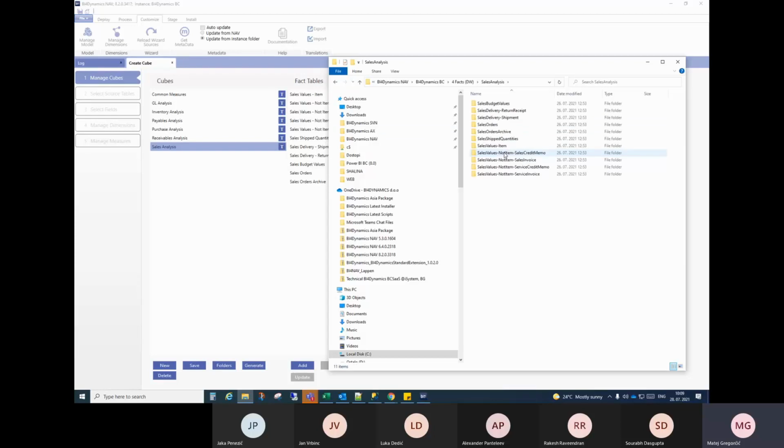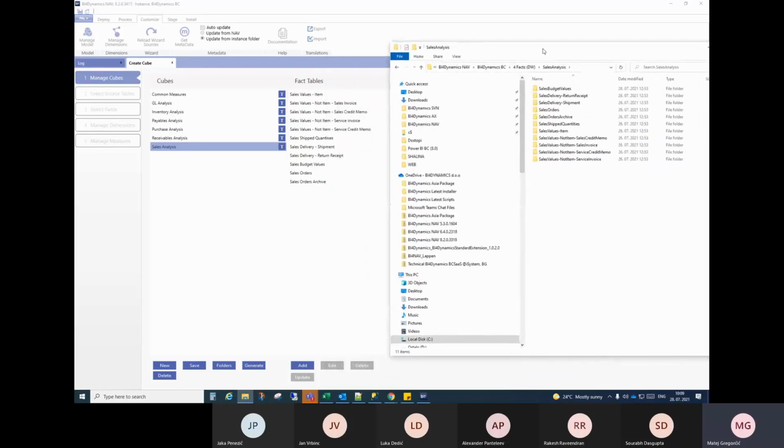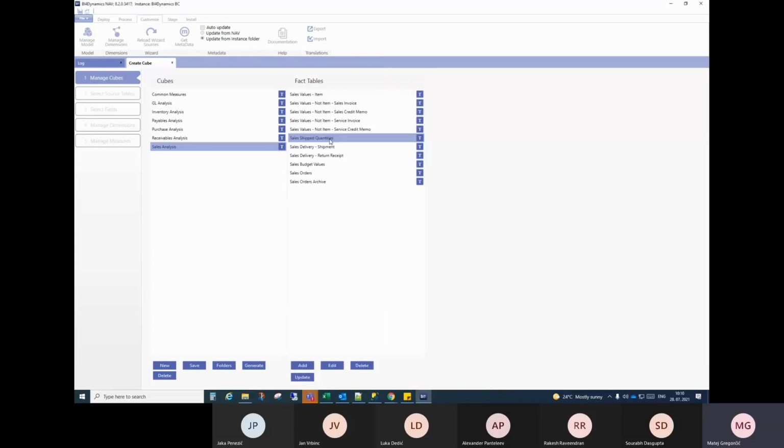Now, again, if we go to sales, these are called facts. These are cubes, so bundles of different tables that are bundled together into one business area, and these are called facts. You can see we have 10, 11 facts here, and this is consistent with what we have in the Explorer as well. So let's look at the sales value item. Now, don't get confused with all of this. We'll handle the content side of things in later sessions.